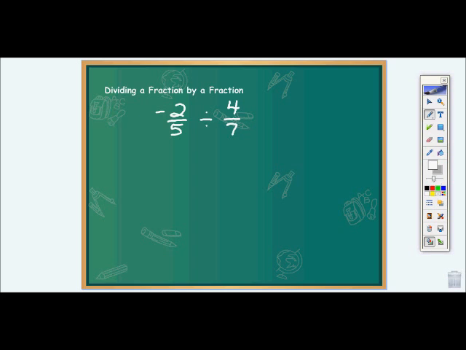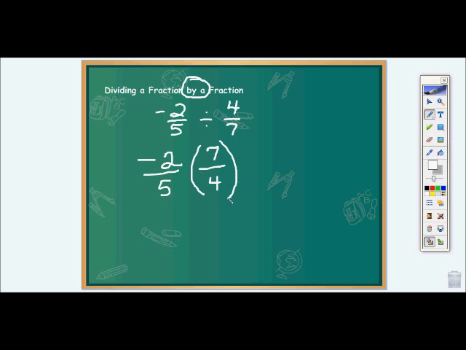So I have -2/5 divided by 4/7. They're both fractions, so I can go ahead and follow my rule of multiplying by the reciprocal. Now it's multiplying by the reciprocal. So I'm going to leave the first fraction the way it is. This is divided by, so multiplying by means I'm going to flip this one to the reciprocal.